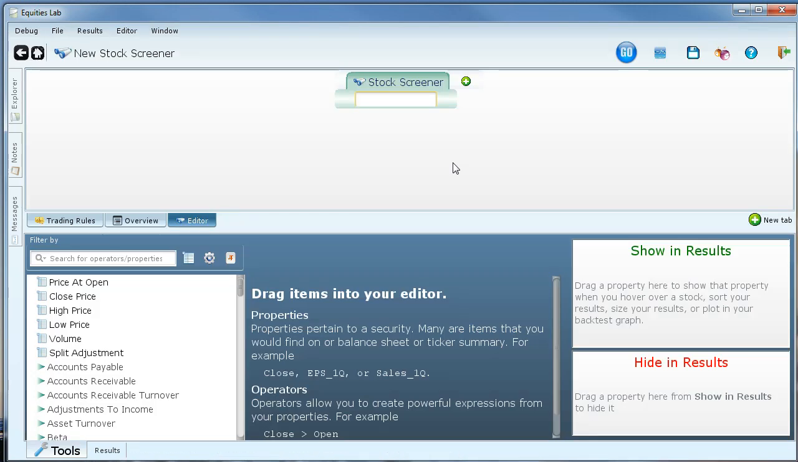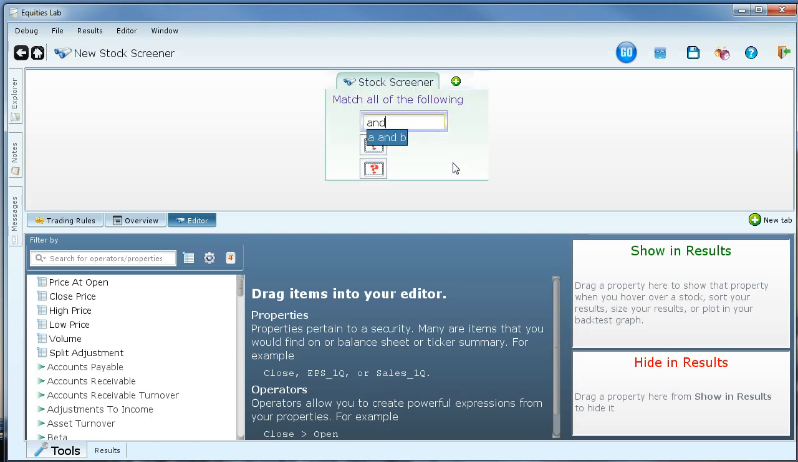Now I'm going to give you a quick tour of our stock screener to give you an idea of how unique and powerful and fast our editor is compared to any other product on the market. So I know I'm going to add about 4 conditions to this stock screener, so I'm going to go ahead and make 4 boxes.